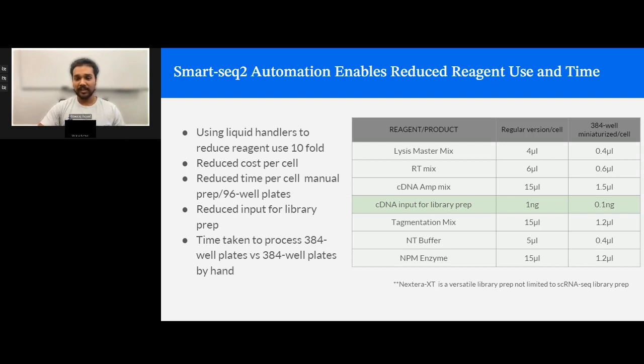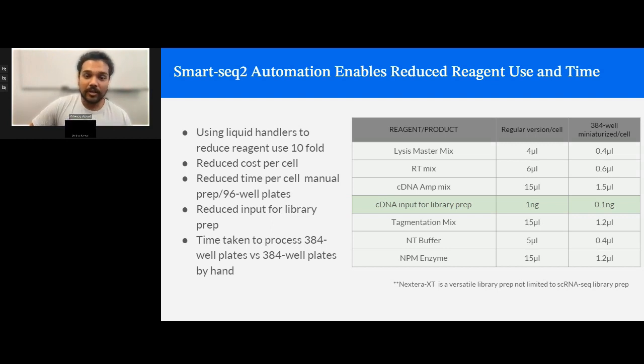Now, if you see on the right-hand side of the table, the volumes that are required for the 384 well plates are less than 1 microliter, which tends to be more error-prone when done by human hands. Using liquid handlers such as Firefly and Dragonfly, which are capable of handling low-volume liquids, will help you mitigate that error issue. So not only do you use less reagents, the downstream library prep has also been optimized in a way where you can go with as low as 0.1 nanograms of cDNA to get a similar level of information.